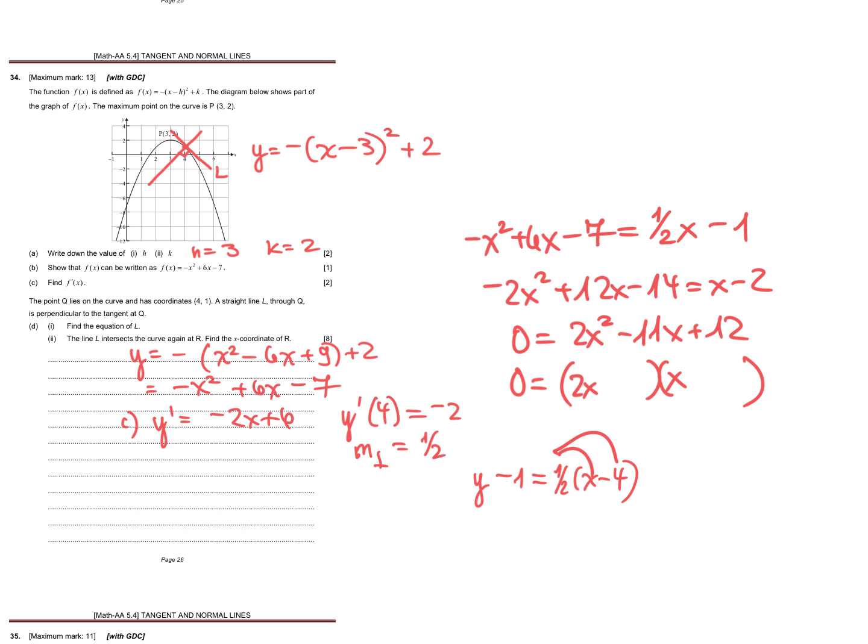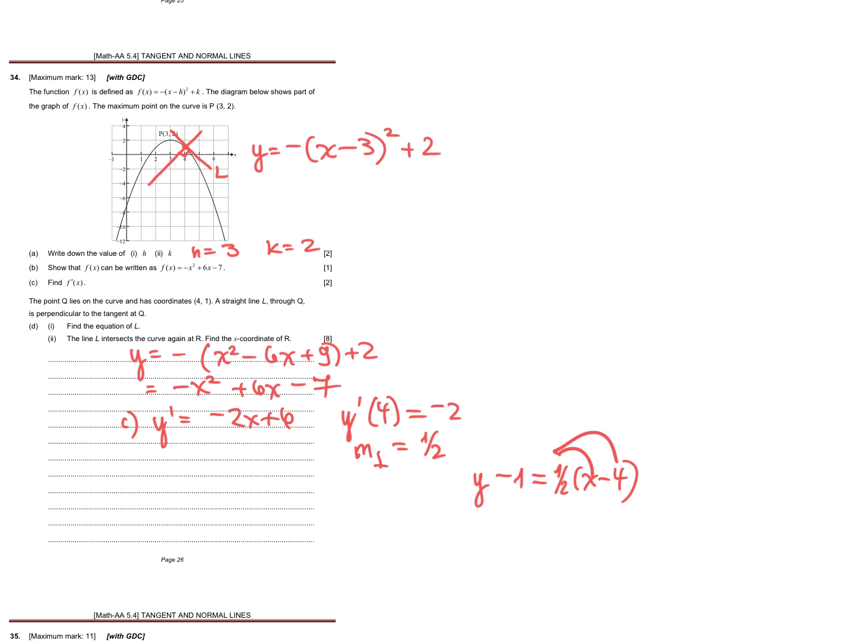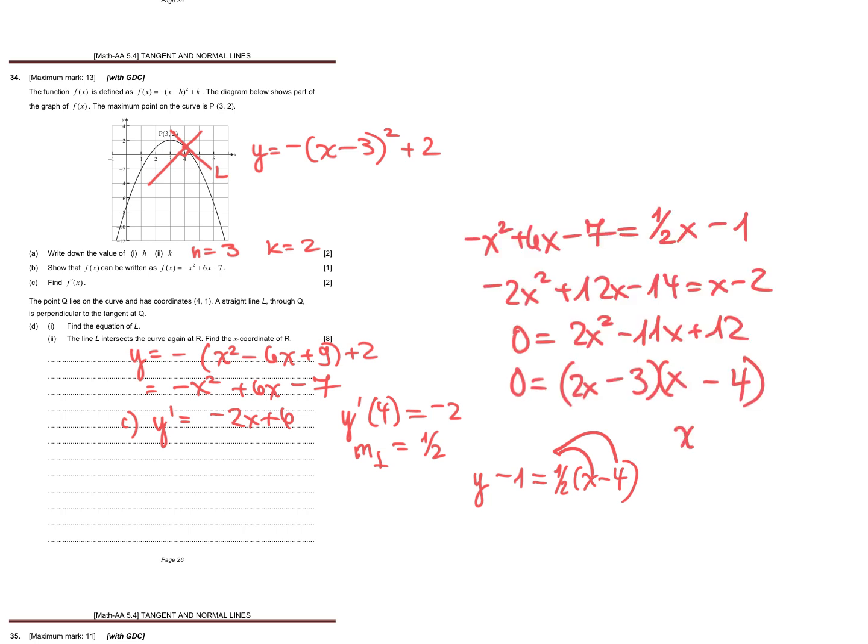And we know 4 is going to be one of the roots. So maybe 4 here and 3 here. 6 and 4, no, that's not right. This is 4 and 3. So 8. So negative, negative. Oh yeah. So this is the x coordinate of point R, because 4 we've already used.